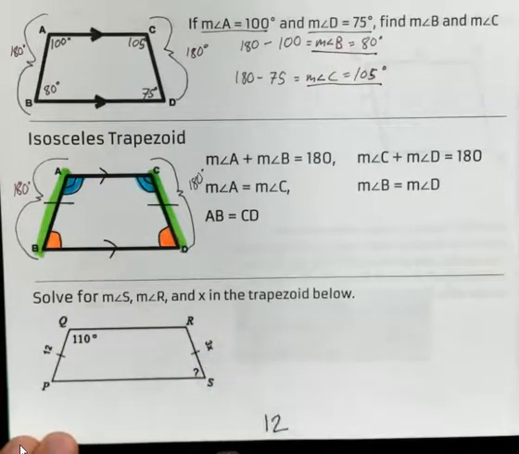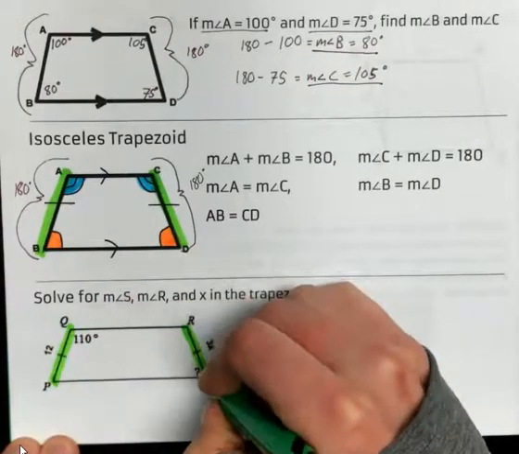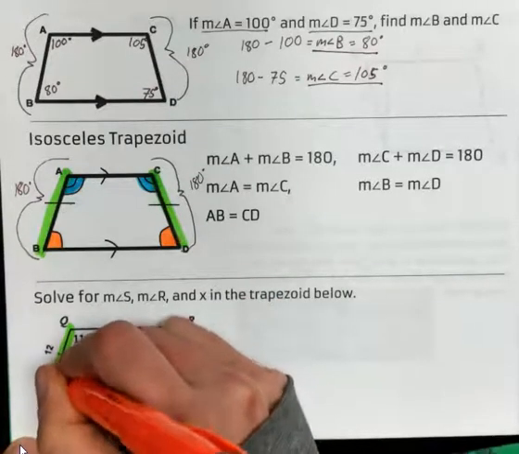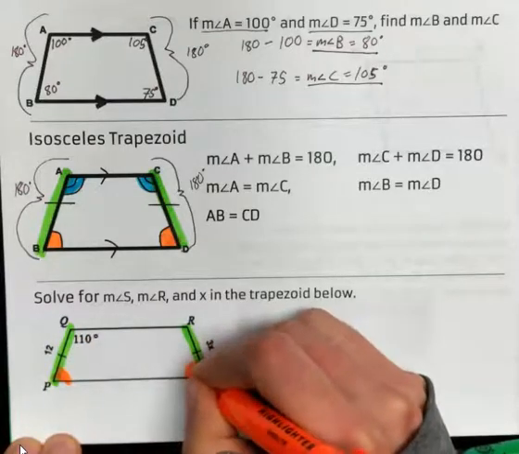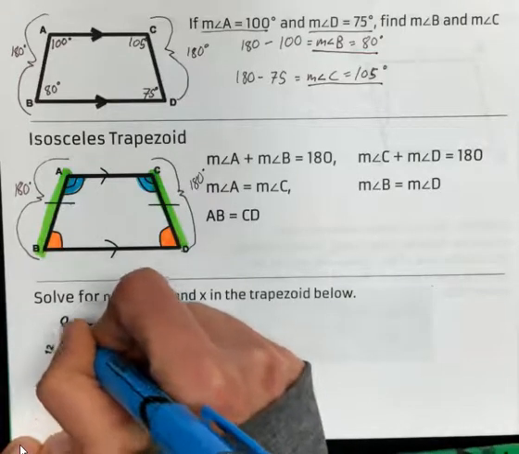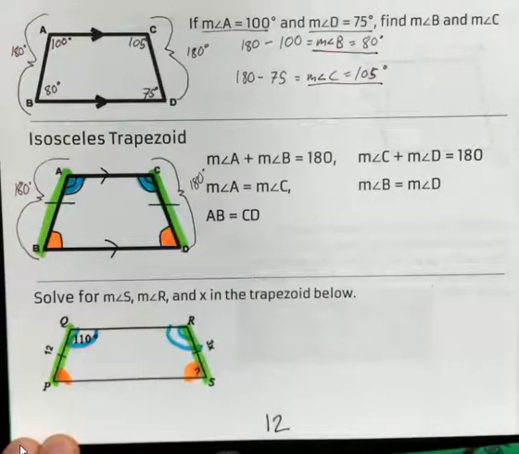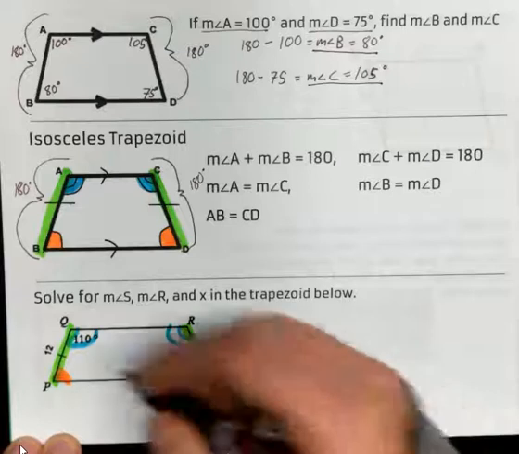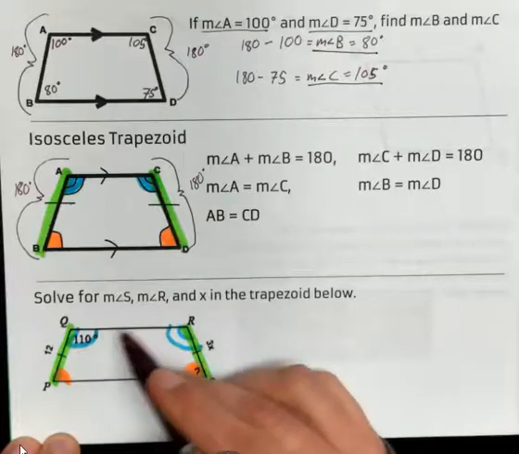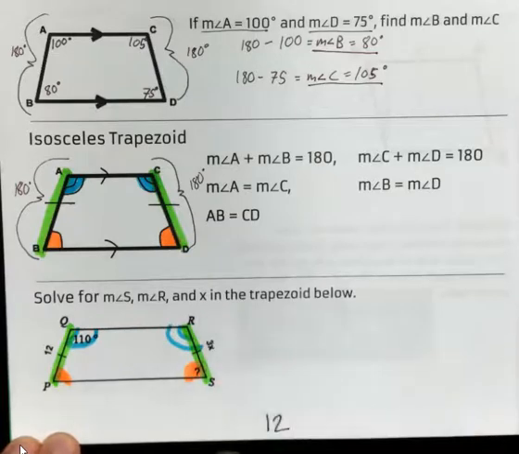All right, so I'm going to start with marking. This side is going to be equal to that side. This angle is going to be equal to that angle, and this angle is going to be equal to that angle. And then also my two angles are going to add up to 180. So it tells me to solve for measure of angle S, measure of angle R, and X.